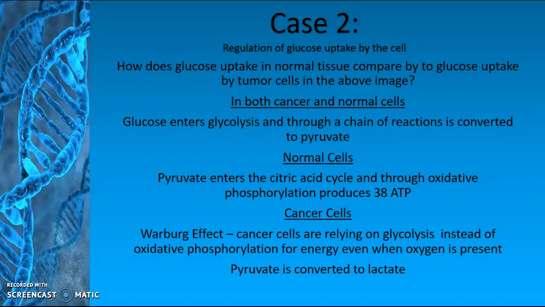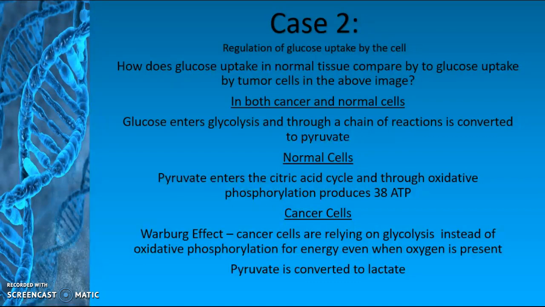In cancer cells, the cells rely on glycolysis instead of oxidative phosphorylation for energy, even when oxygen is present. Pyruvate is converted to lactate, and production of ATP through oxidative phosphorylation is significantly decreased. Because less ATP is created from each glucose molecule, more glucose is needed by the cancer cells.